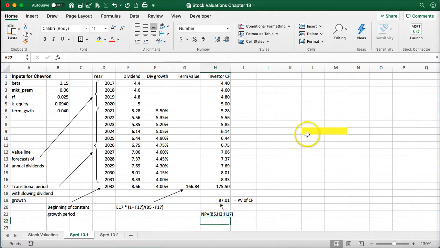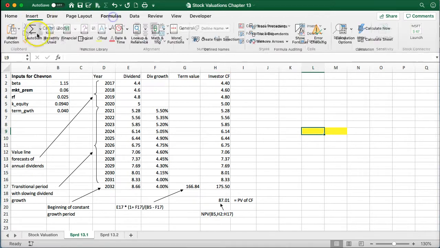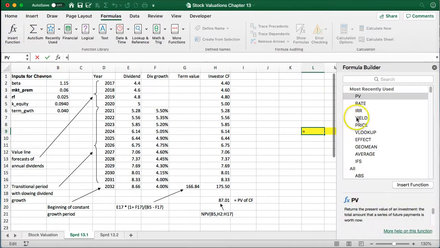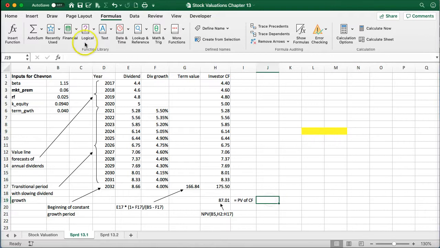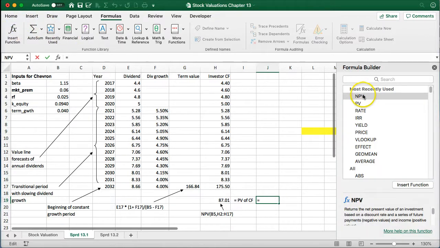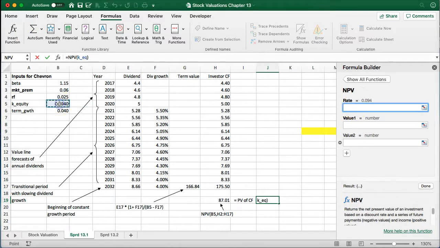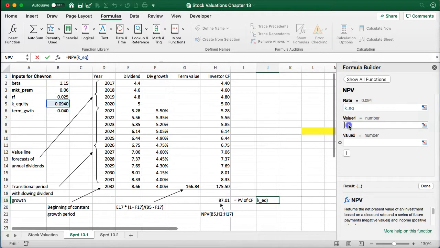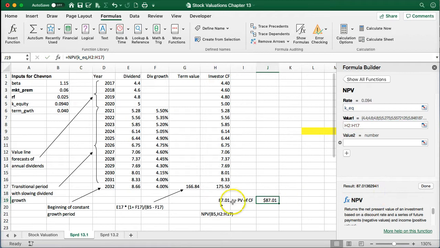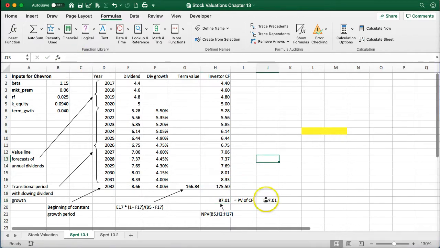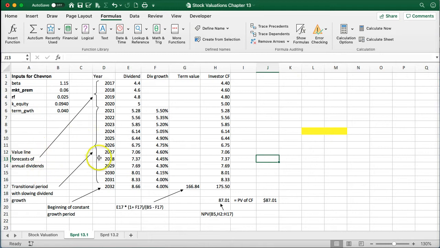And let me double check that over here. Actually, I'll put it down over here. So I'm going to insert the function net present value and put in the rate, which is K, the required rate of return. And I'm going to select the values and then hit OK. And I see I get the same result as what they have listed here. Okay, so that's how you could use net present value and the dividend discount models to calculate the net present value of a stock paying dividends and the terminal value at the end of the period.